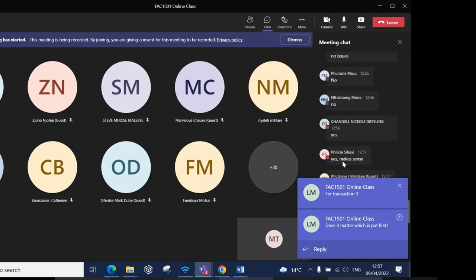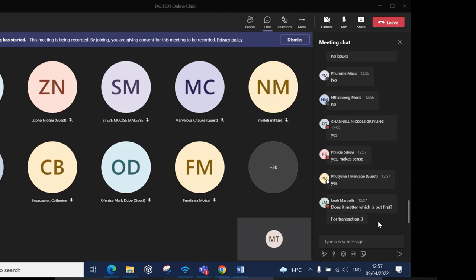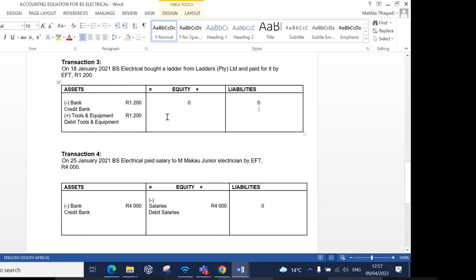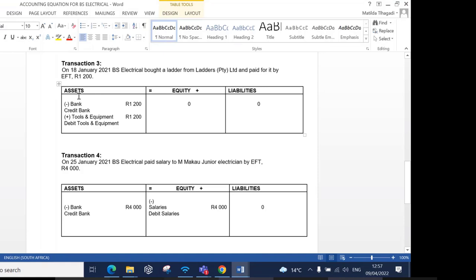Before we go to transaction four, I see a question. Does it matter which is put first on transaction number three? It doesn't matter. You can put tools and equipment as a plus and put bank at the bottom, so long as both are under assets and they are put with the correct signs, a minus on bank and a plus on tools and equipment. You can start by putting tools and equipment on top with a plus 1,200 and bank at the bottom with a minus 1,200. It doesn't matter which one you start with.